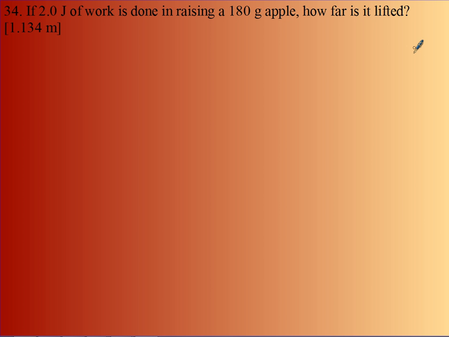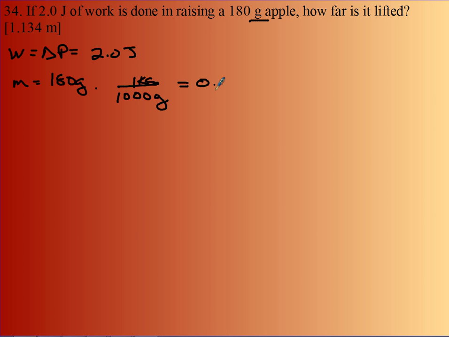Now, if 2 joules of work is done raising a 180 gram apple, how far is it lifted? Remember, work is a change in potential energy. So the work is a change in potential energy, which is mgh, which is 2.0 joules. The mass of the apple is 180 grams. Can't leave it in grams, got to convert it to kilograms. I know 1,000 grams is 1 kilogram. So this is 0.180 kilograms.